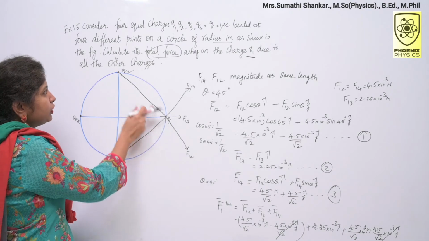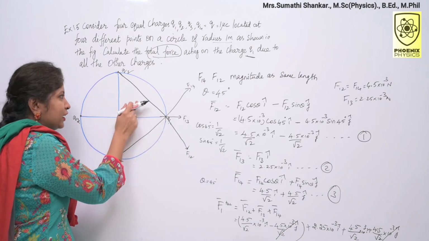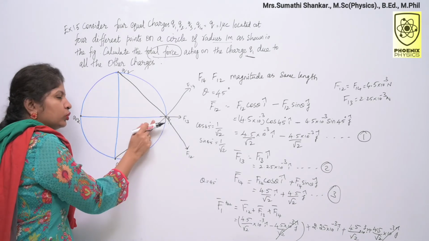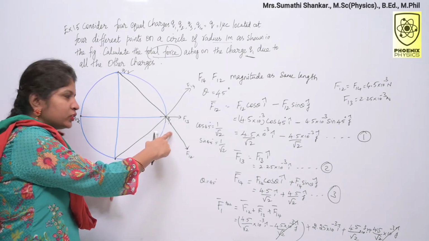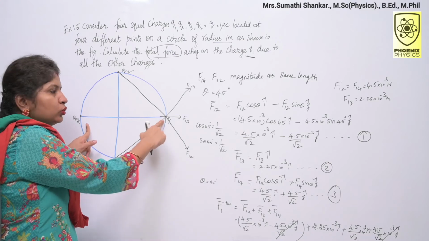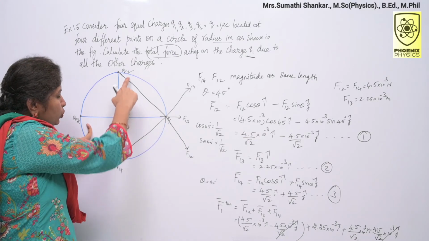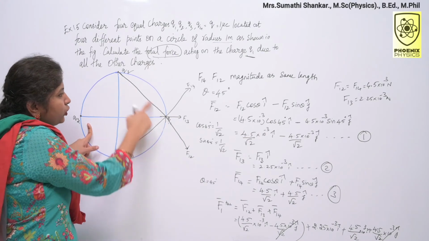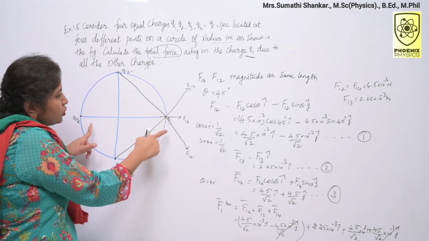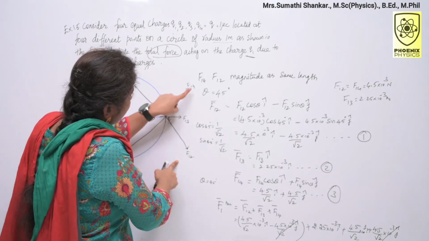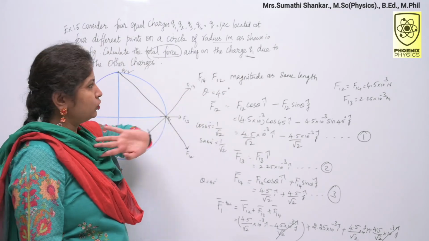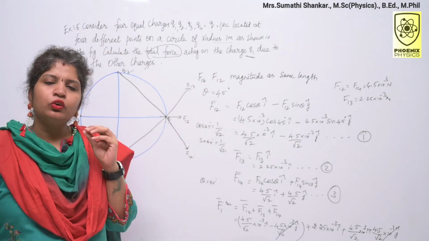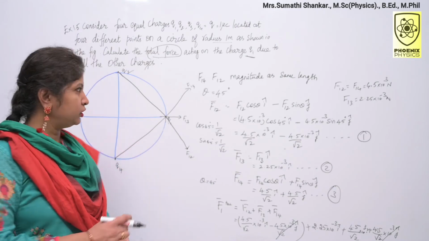The distance between Q2 and Q1 is less than Q3 to Q1. In the same way, the distance between Q4 and Q1 is less than Q3 to Q1. So Q2 and Q4 are equidistant from Q1, so the forces F12 and F14 are the same in magnitude. Next step, we are going to find out the direction.